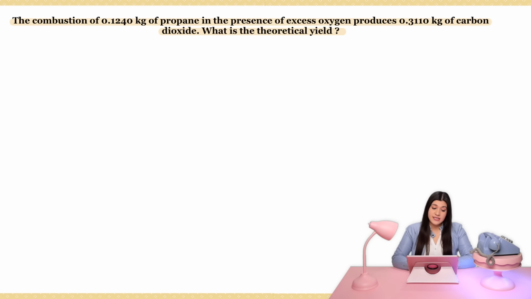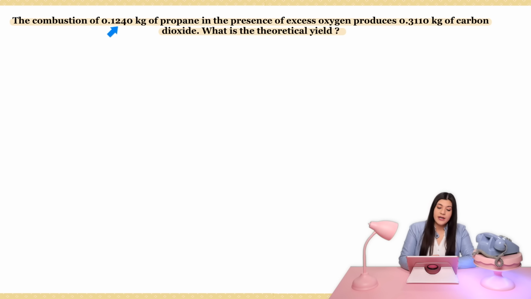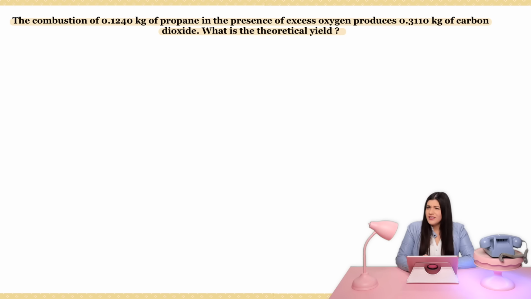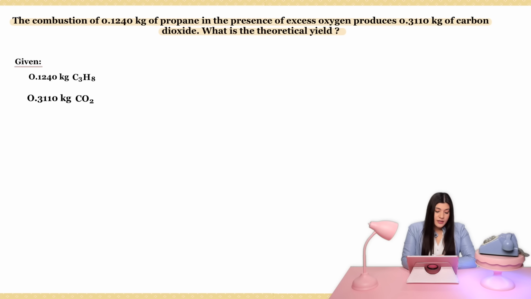All right, so this question states the combustion of 0.1240 kilograms of propane in the presence of excess oxygen produces this amount of carbon dioxide. What is the theoretical yield? So it's really similar to the previous one that we just did. Let's once again identify what we are given and what we are finding. So we are given this amount of propane, and propane, that's one to know, propane is C3H8. And then we are given, again, how much product we are producing.